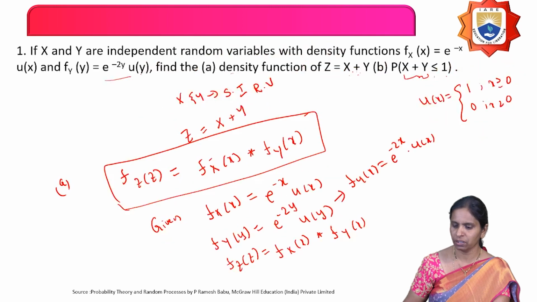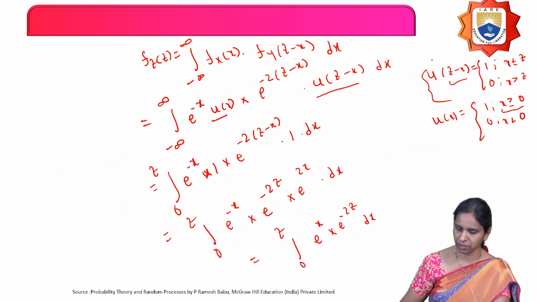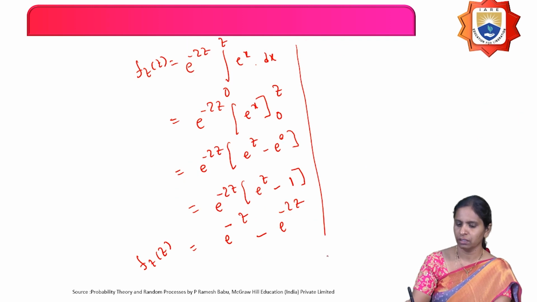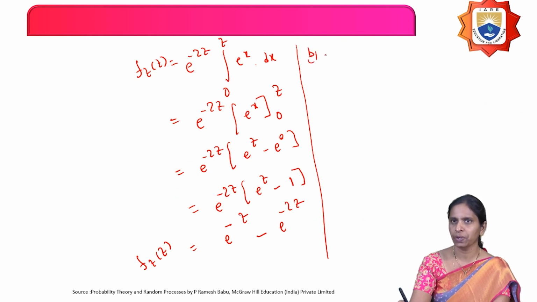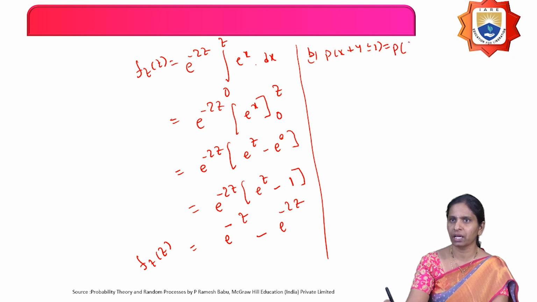Next, what you have to calculate? You have to calculate P(X + Y ≤ 1). What is X + Y? Nothing but the sum of those two random variables. The sum of those two random variables we represent by the random variable Z.